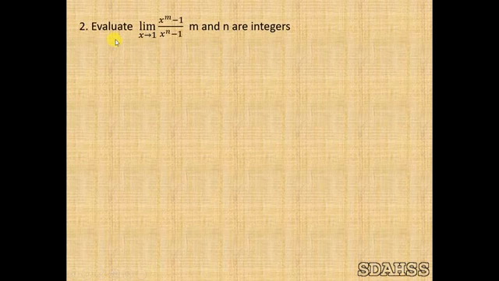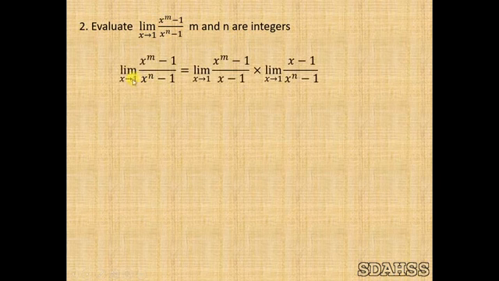Second sum. Evaluate the limit as x tends to 1 of (x^m minus 1) divided by (x^n minus 1), where m and n are integers. This is equal to the limit as x tends to 1 of (x^m minus 1) divided by (x^n minus 1). Now you have to multiply the numerator and denominator by x minus 1.